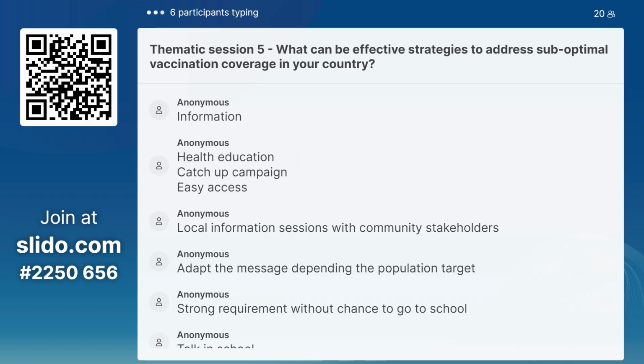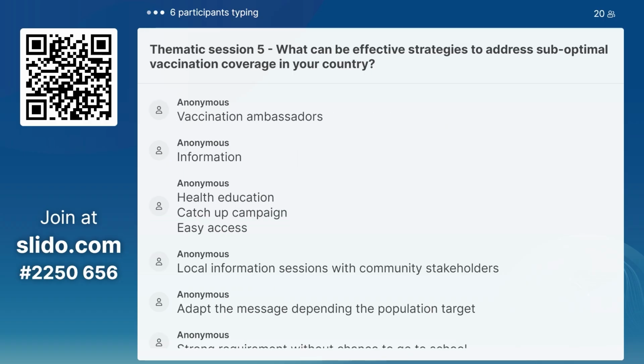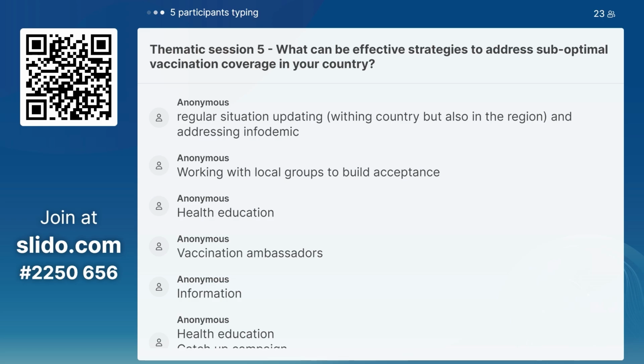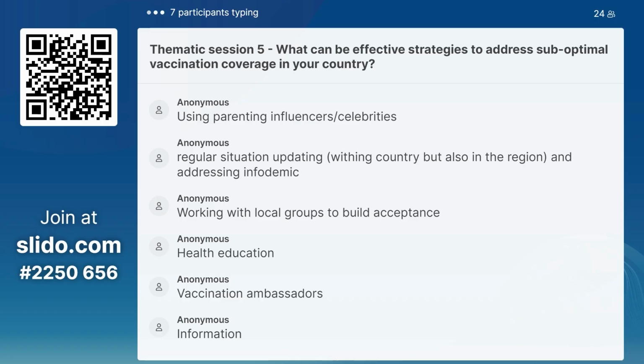In school also, so to do the education in the younger populations also. Access, so some things are more related to the knowledge perceptions of the people, but then also some are related to issues more structural or issues of access. Vaccination ambassadors. Very good. Okay, so thank you very much for this input. We see all these varieties.